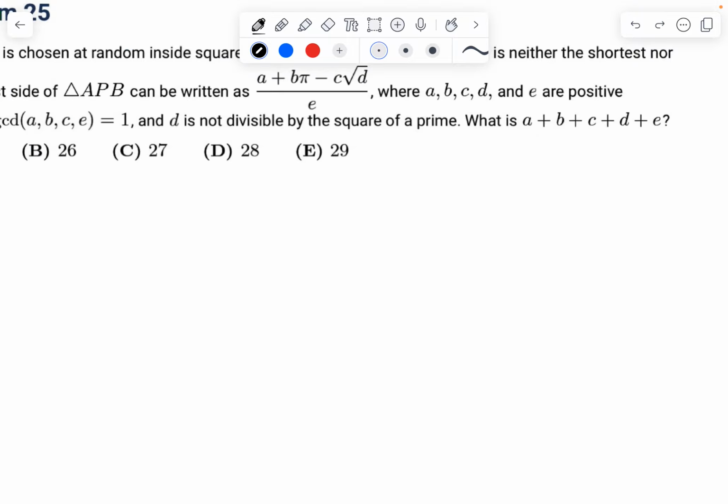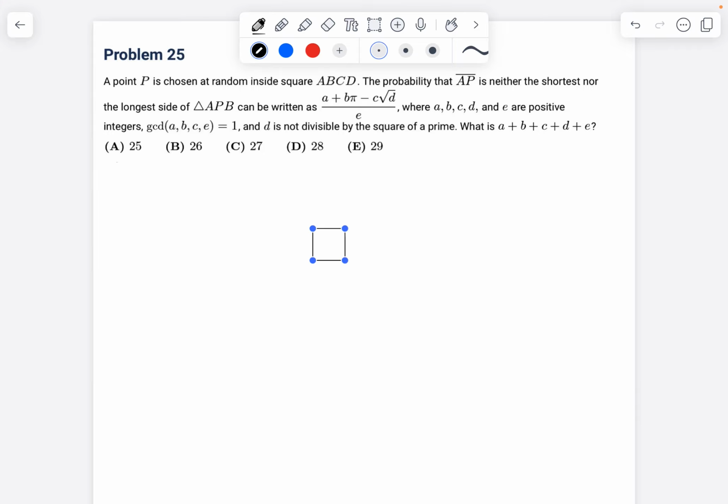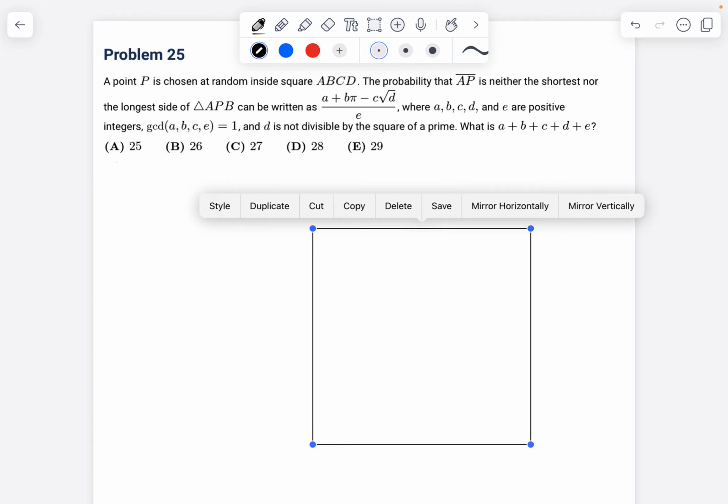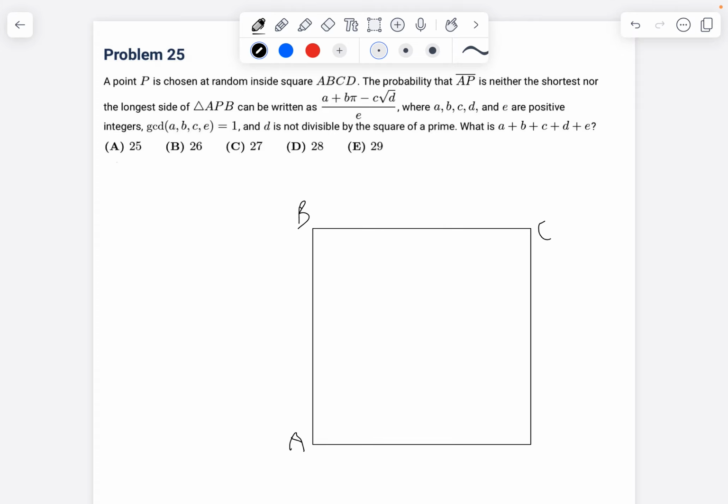So, first, let's draw a square. Then we can plot dots like A, B, C, and D. Then, in the question, we plot P inside the square ABCD. The question says that AP is neither the shortest nor the longest side of triangle APB. For example, for this triangle, it works because BP is the shortest and AB is the longest for triangle APB.